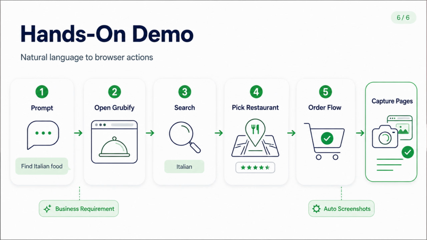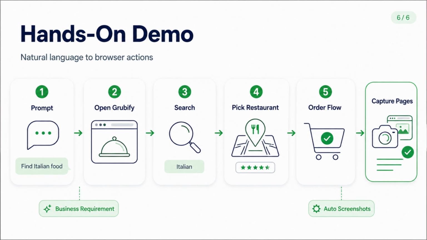For example, we may tell the AI agent to open the Grubify website, search for the Italian food and select the proper restaurant. Then continue the food ordering flow and capture the screenshot of the important pages. And after that, we'll see how the agents use Playwright to perform those actions automatically.